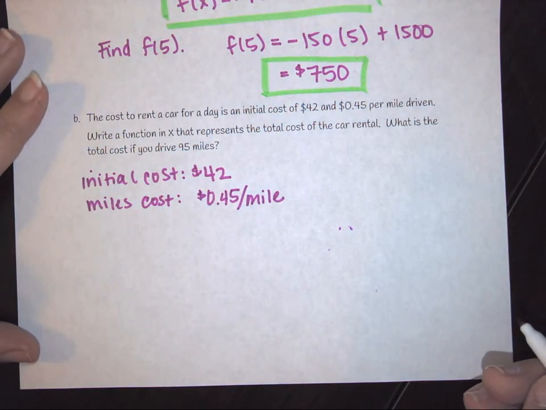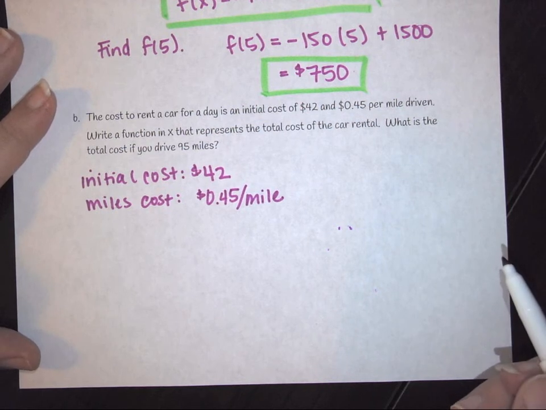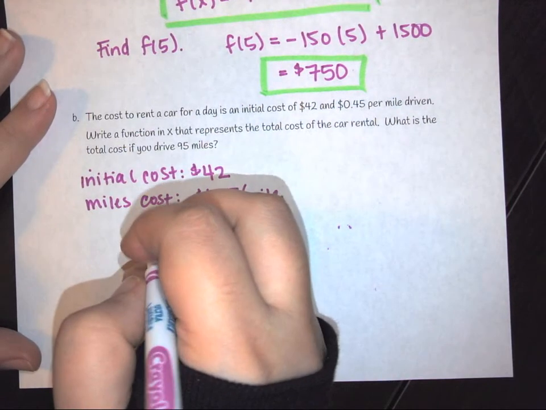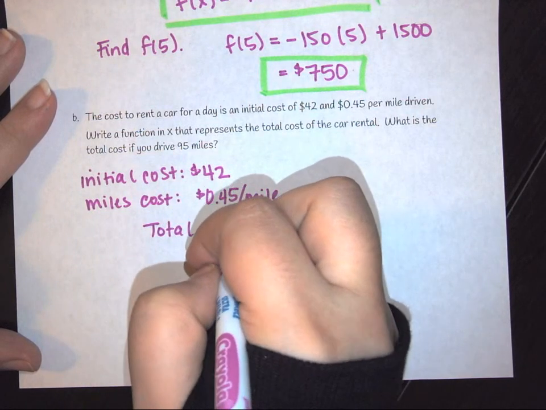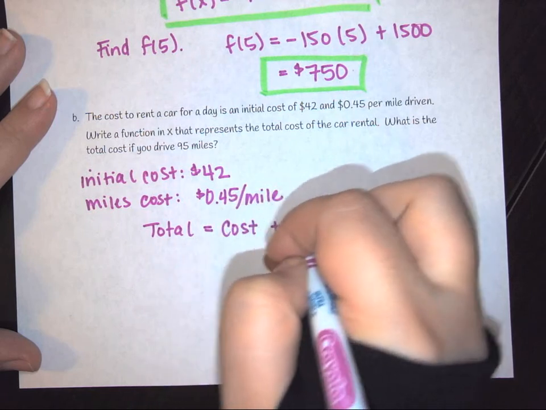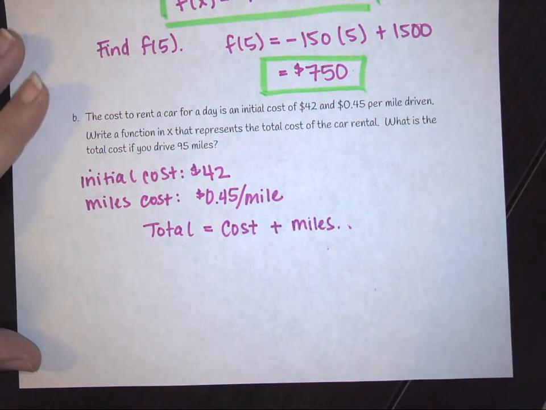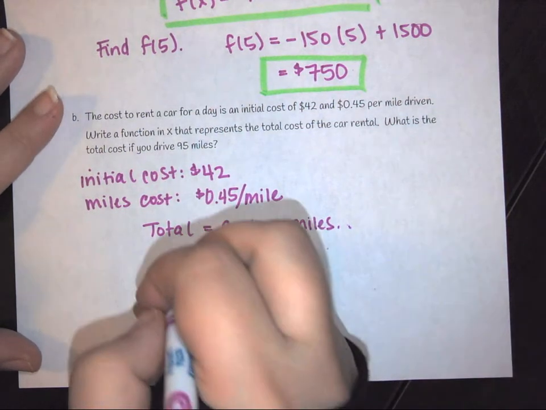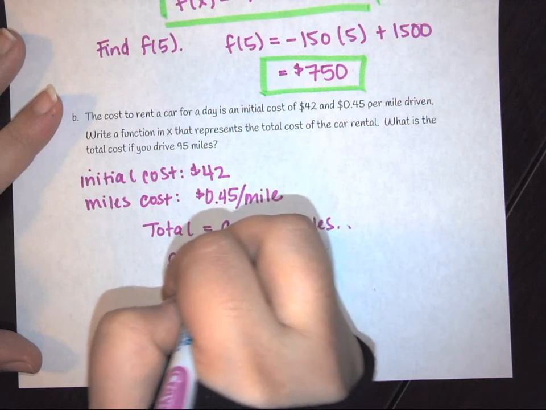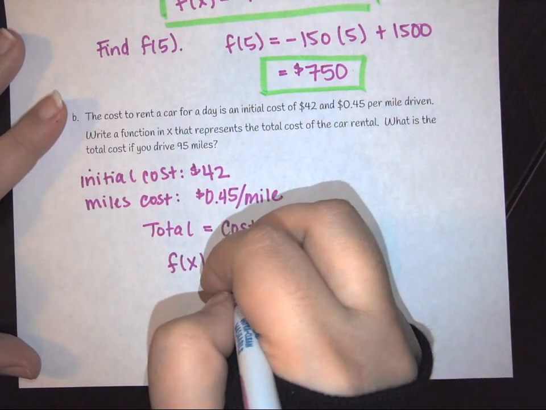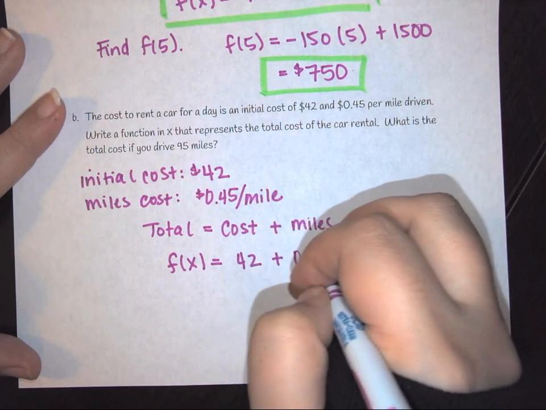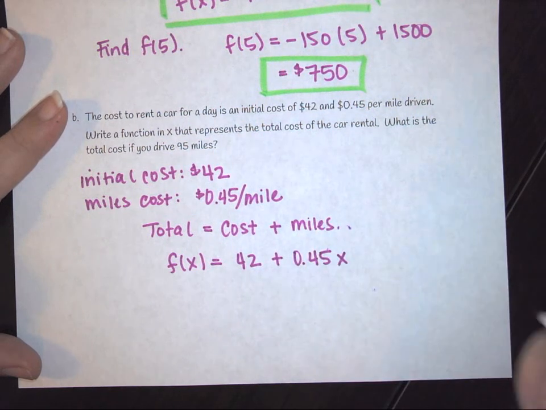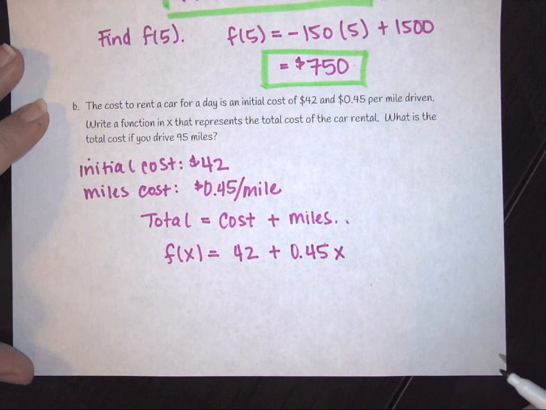So here I have to write my function. So what do I know? Well, I know that the total of my rental has to equal the cost of my rental plus the miles cost. So here I've got f of x has to be my cost, which was the $42, plus my miles, which was the 45 cents per mile. Well, we don't know how many miles, so that would be x.